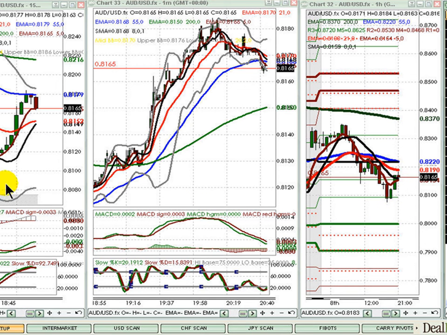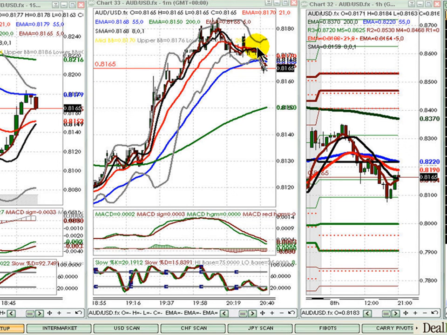Hey, how about the upper Bollinger Band, 55 EMA on a 15-minute chart? That is also a 21 EMA on an hourly. But how would you actually get into that? Well, what's an uptrend? Higher high, higher low, higher high, higher low, higher high, lower low, lower high.